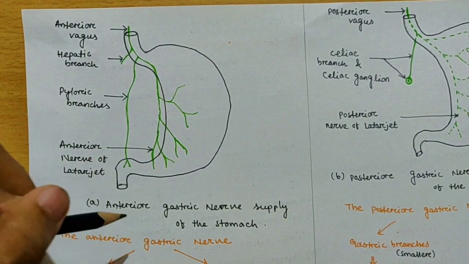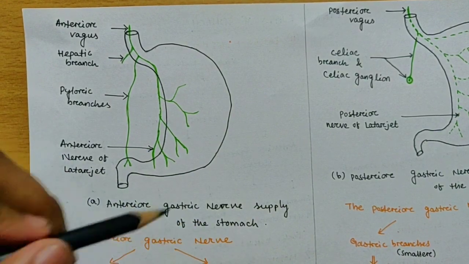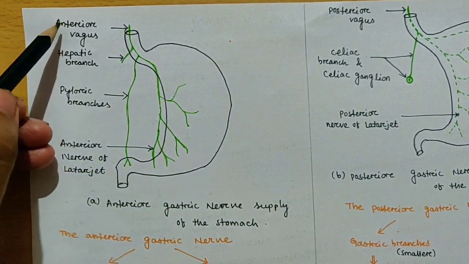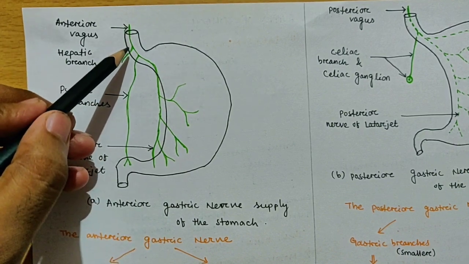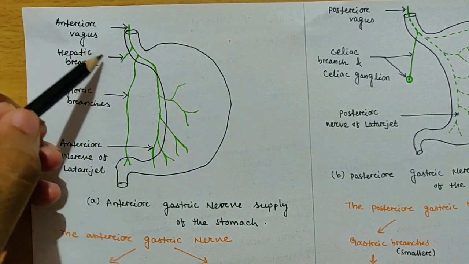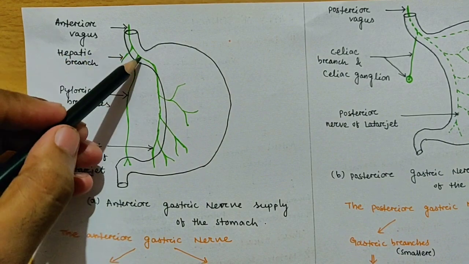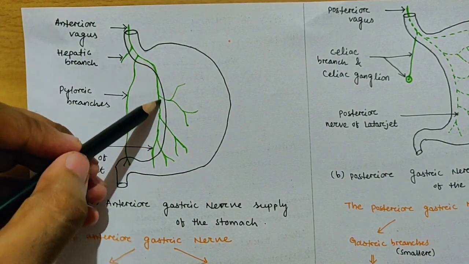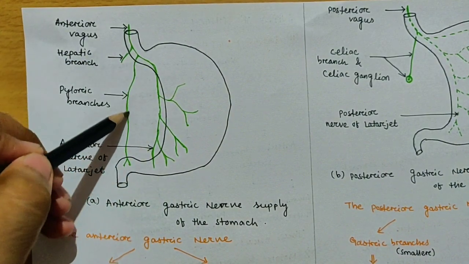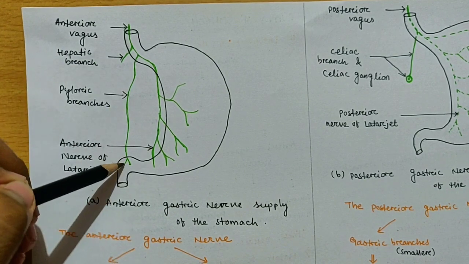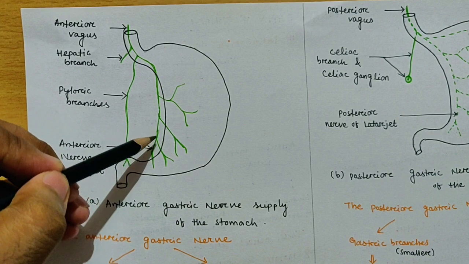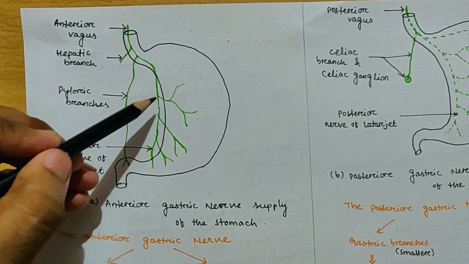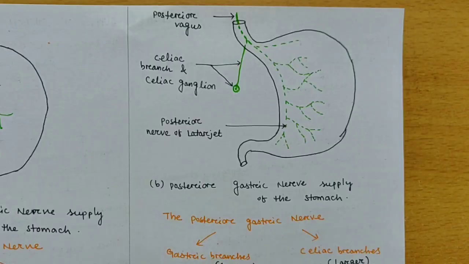Now we will see which part of the stomach the anterior gastric nerve supplies. Let's see. Here the anterior vagus nerve starts and gives the first branch, that is the hepatic branch. Then it divides. This one is the gastric branch and this one is the pylorus branch. The pylorus branch supplies the pyloric region and the gastric branch supplies the fundus and body of the stomach.